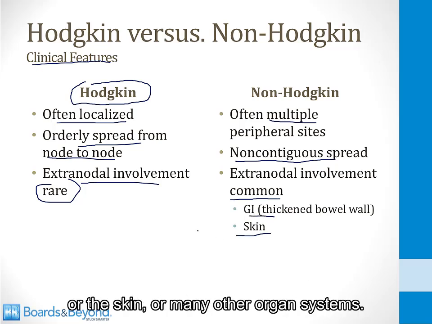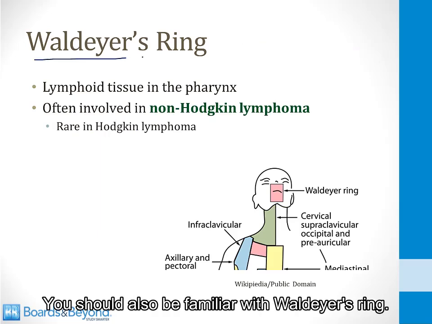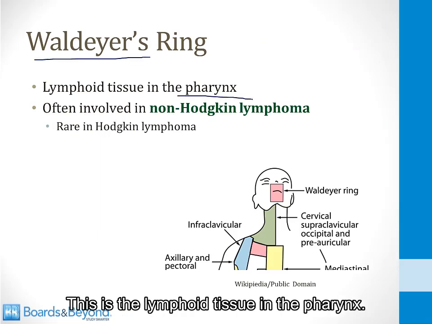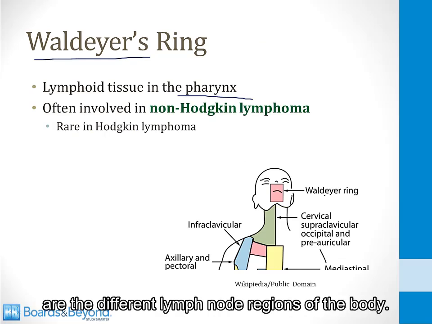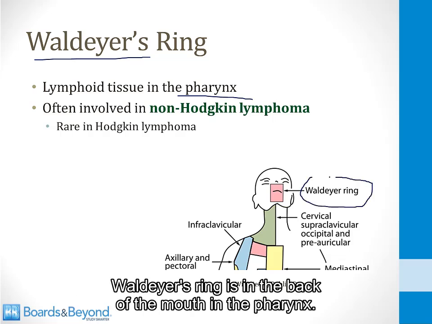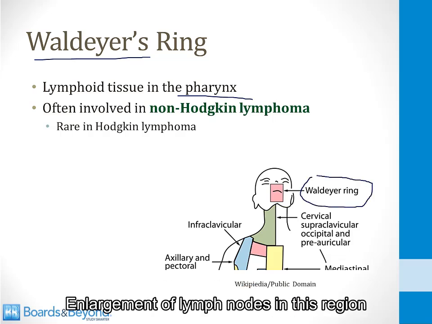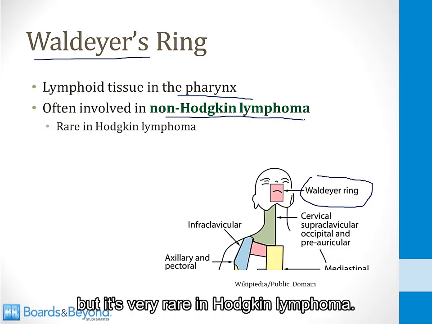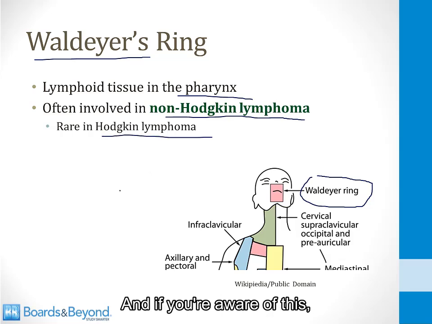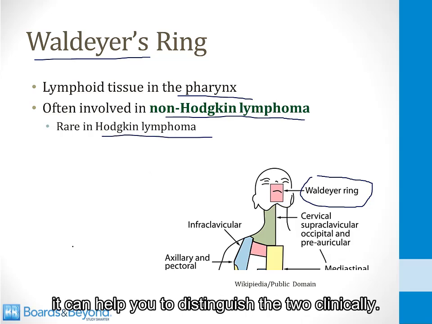other organ systems. You should also be familiar with Waldeyer's ring. This is the lymphoid tissue in the pharynx. Shown on this picture at the bottom right side of the screen are the different lymph node regions of the body. Waldeyer's ring is in the back of the mouth in the pharynx. Enlargement of lymph nodes in this region often occurs in non-Hodgkin lymphoma, but it's very rare in Hodgkin lymphoma. And if you're aware of this, it can help you to distinguish the two clinically.